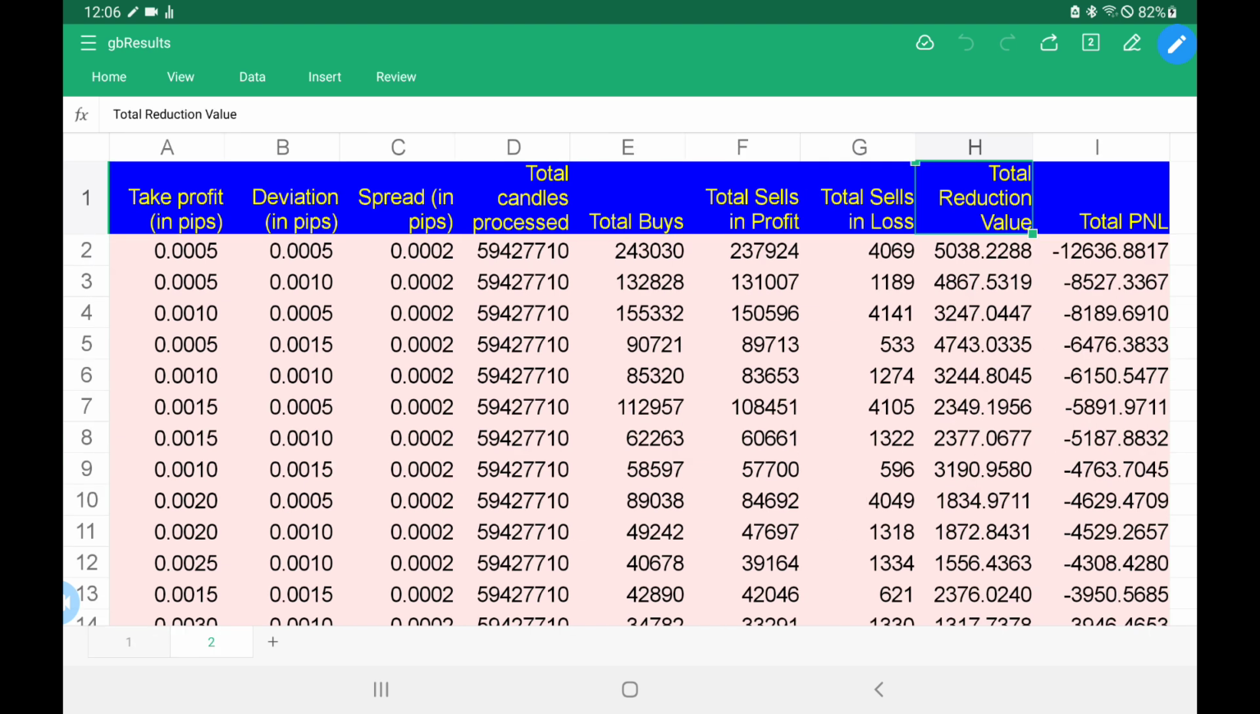Now, if you compare that, it's not that different. And that's even just as much surprising when you're looking between the reductions versus the non-reductions. 500 take profits, 500 stop losses, but you still have 4,069 stop losses even with the reductions, and a staggering $5,000 involved in reductions. But we have $12,636 in losses with the reductions.